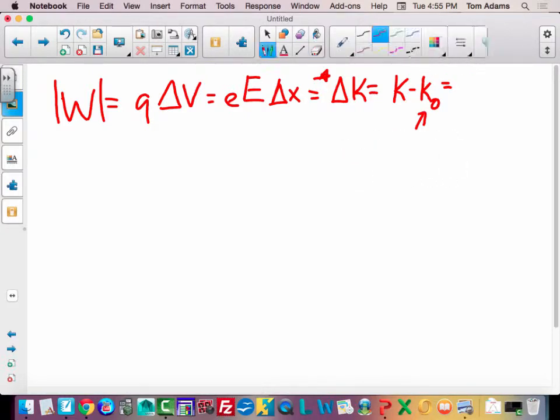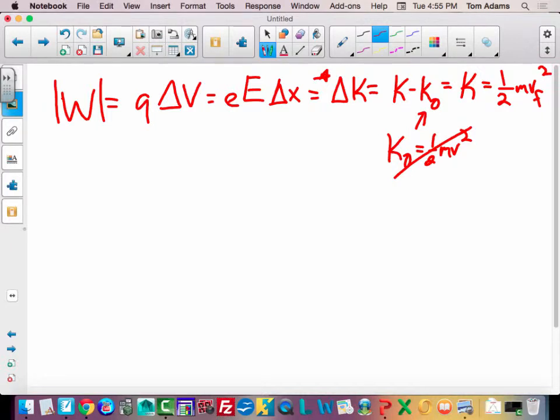The initial kinetic energy is 0 because it's 1/2 times the mass times the velocity squared. The velocity is 0, so this whole thing is 0. So that's just equal to the final kinetic energy, which is equal to 1/2 times the mass times the final velocity squared. Whew, that was a lot of work.